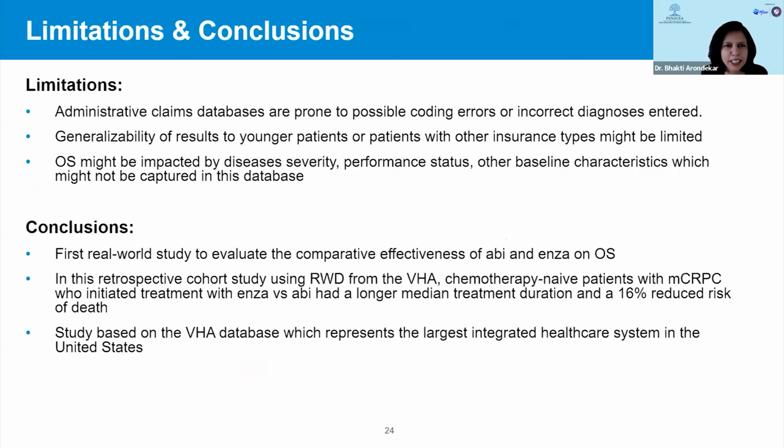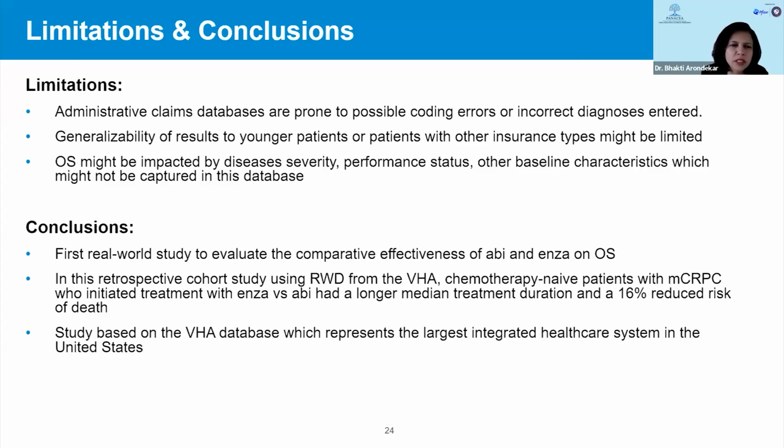Limitations: I talked about why this database was good, but you also have to bear in mind that this VHA database is an administrative claims database. So things such as coding errors or an incorrect diagnosis being entered are very common in these sorts of databases. Second is generalizability of the findings. You can generalize these findings to the VHA subsystem, but you have to do multiple of these studies to actually get the picture in the whole population. And then OS can be impacted by variables that might not have been captured here, such as performance status or some labs, although these researchers did look into things such as PSA levels and alkaline phosphatase levels, which are all known to impact your result of overall survival.